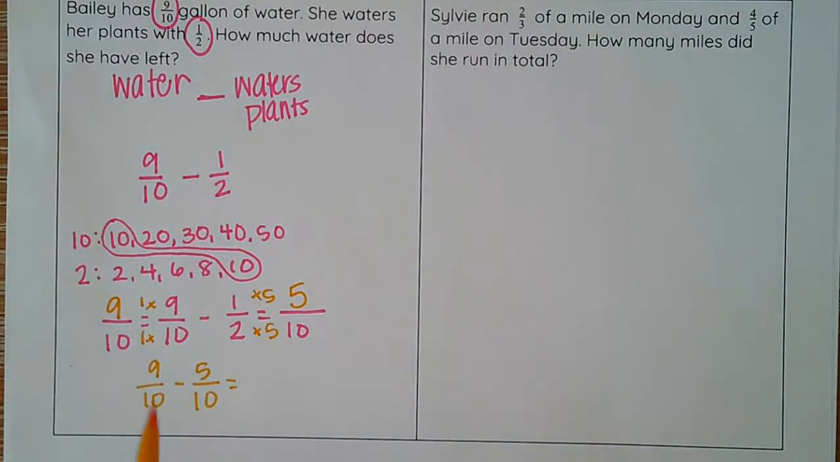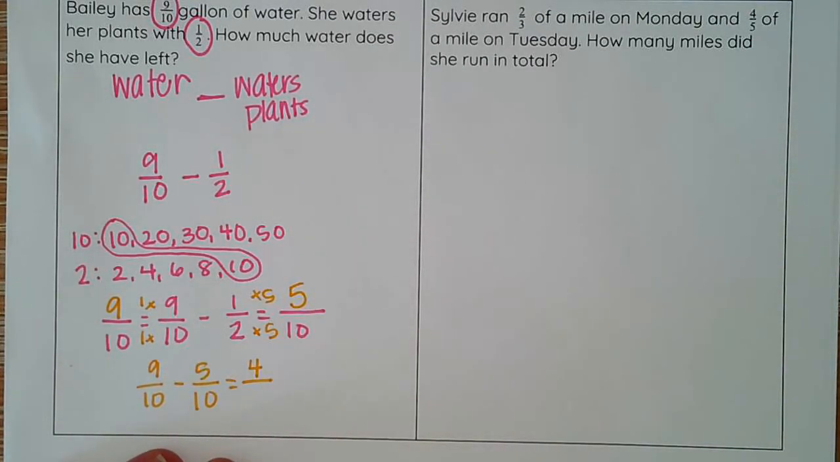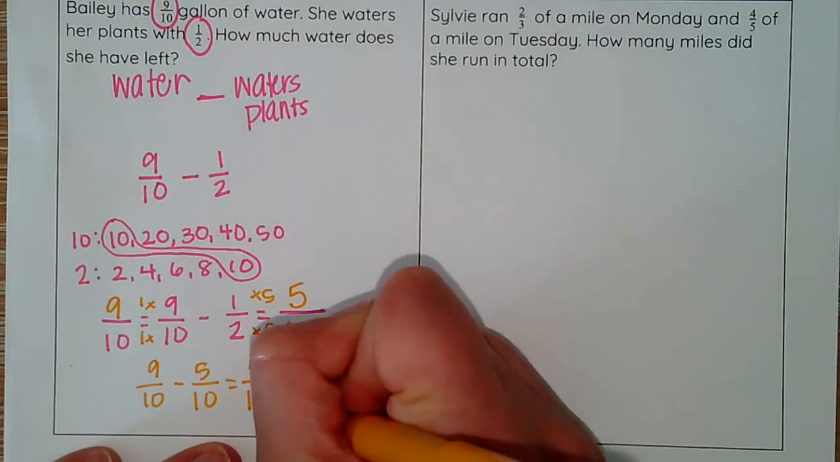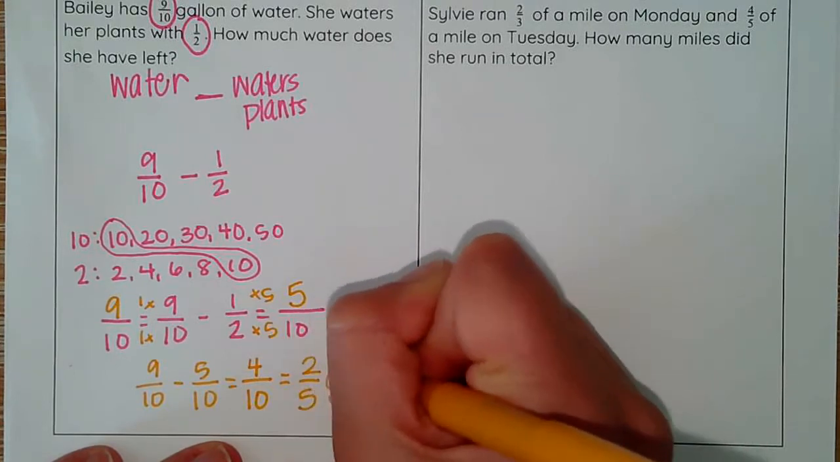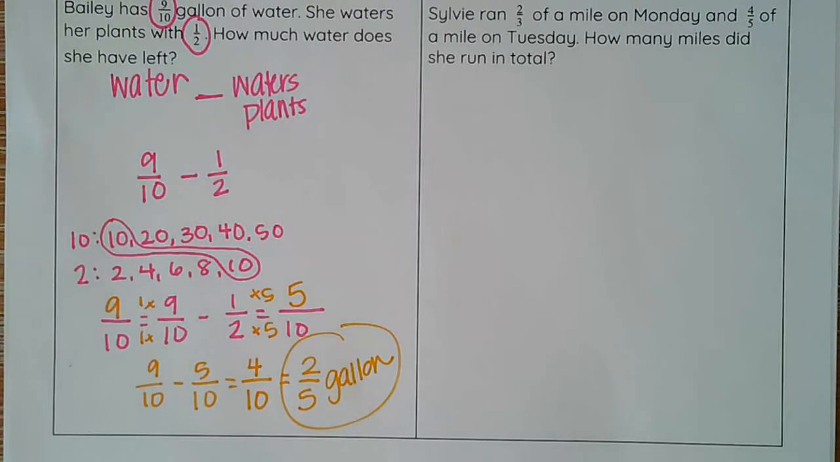Remember that I subtract my numerators, 9 minus 5, which equals 4, but my denominator stays the same. I can simplify this because both of these are divisible by 2, which gives me a final answer of 2/5 of a gallon is how much I have left.